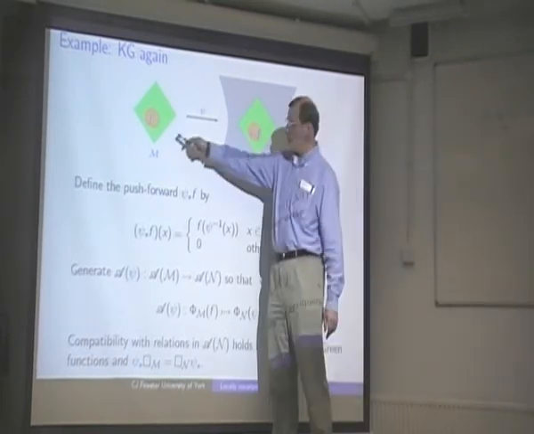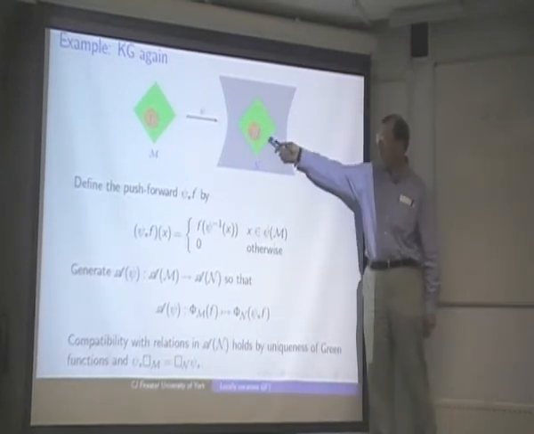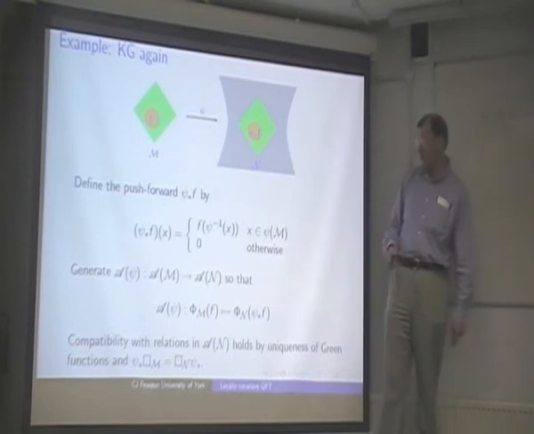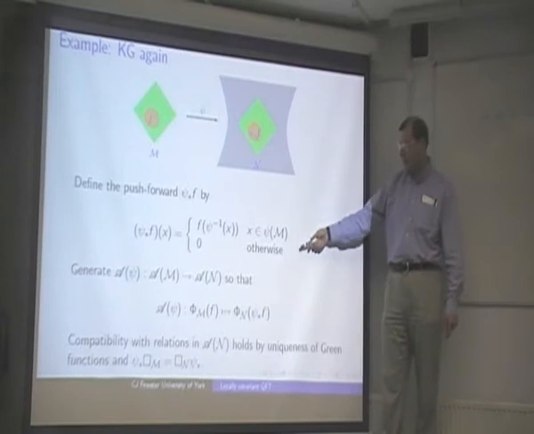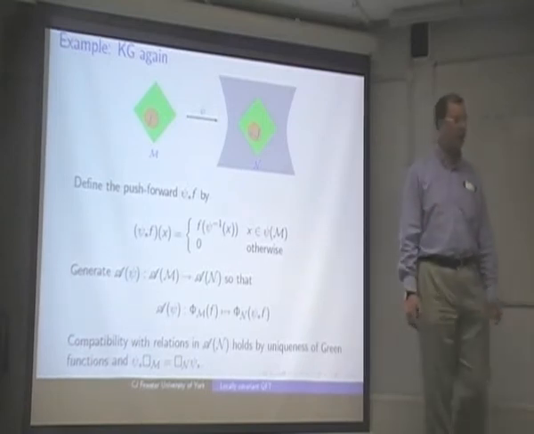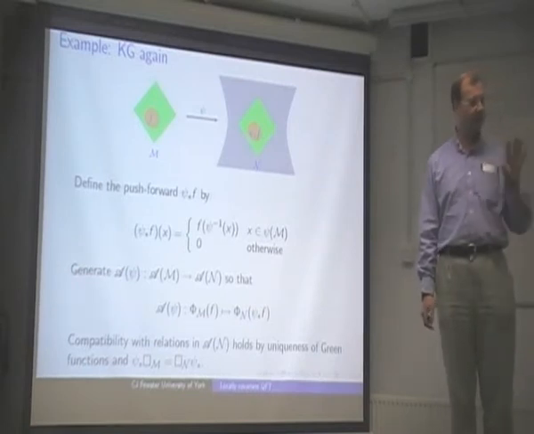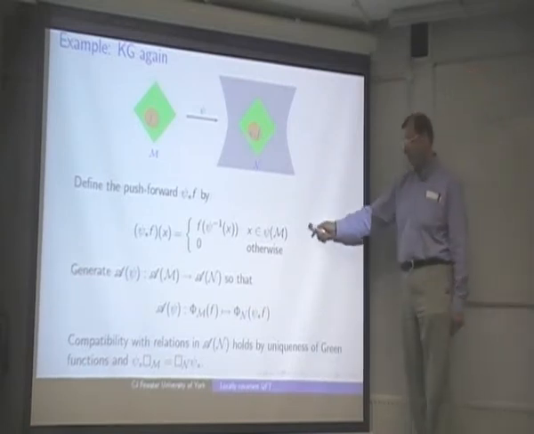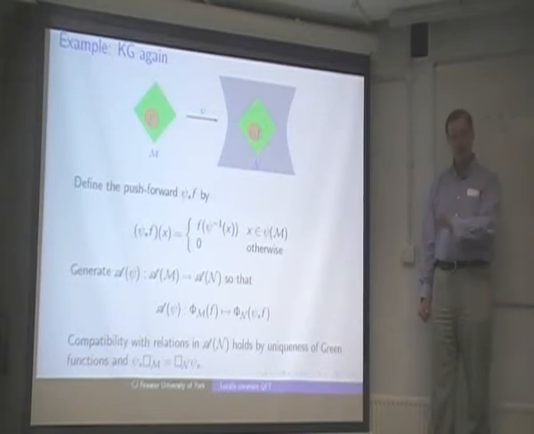So here's my space-time. I take a test function in here. I can, of course, push it forward to get a test function in N just by composing with the inverse, where that makes sense, and setting it to zero otherwise. It looks a bit funny, doesn't it, pushing forward rather than pulling back. But this is, in fact, the right thing to do. If you want, you can think of it as pull back. No, wait a moment. Distributions push forward in a nice way. And in a way, this is what it really is.